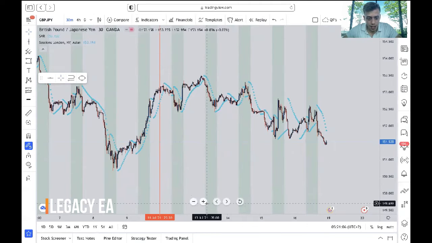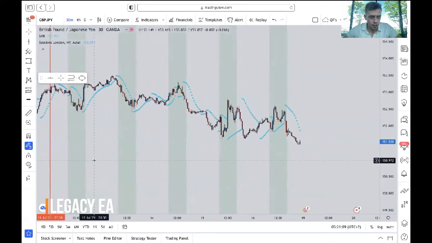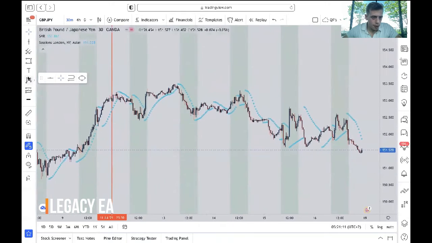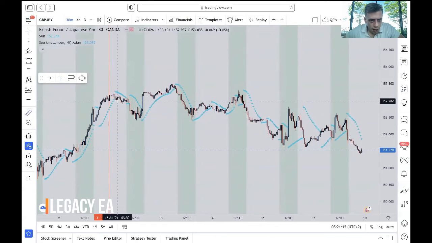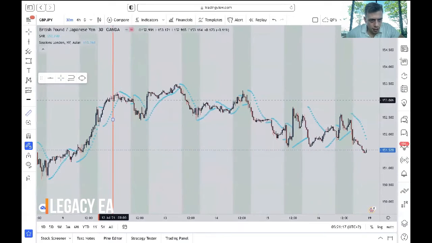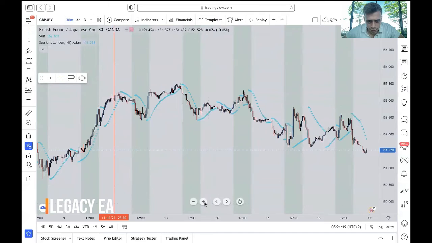And pound yen has been amazing. And pound yen is a more trending pair than EURUSD, in all honesty. So it's actually better to use it on pound yen. Anyway, we caught this little sell trade.